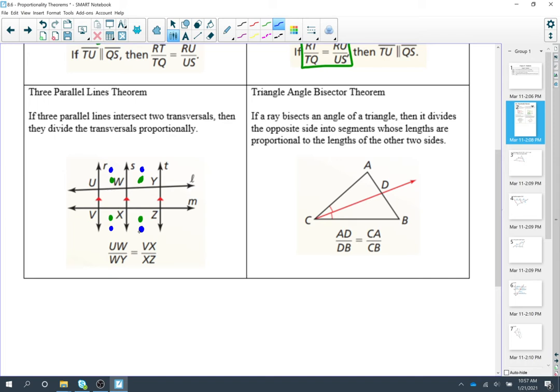And then last but not least, the triangle angle bisector theorem. If a ray bisects an angle of a triangle, so first of all, you have to have an angle bisector, then it divides the opposite side into two segments. So we have this segment and this segment, whose lengths are proportional to the lengths of the other two sides. So AD would be proportional to CA, and DB would be proportional to CB. But keep in mind that's only true if it's an angle bisector.